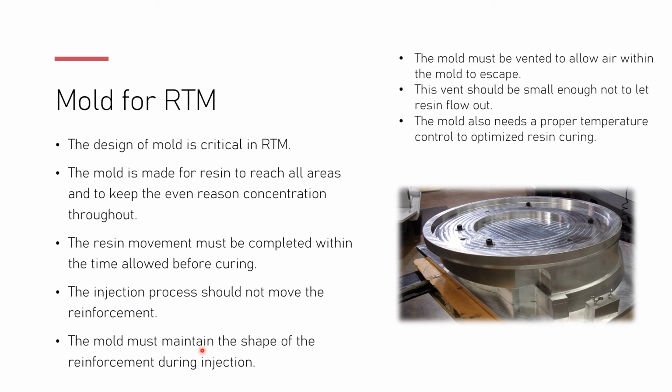So the mold must maintain the shape of the reinforcement during the injection. The mold must be vented to allow air within the mold to escape. And the vent should be small enough not to let the resin flow out. We only want the air out. You don't want the resin to spill out. The mold also needs proper temperature control to optimize the resin temperature, so the resin cures and sets properly.